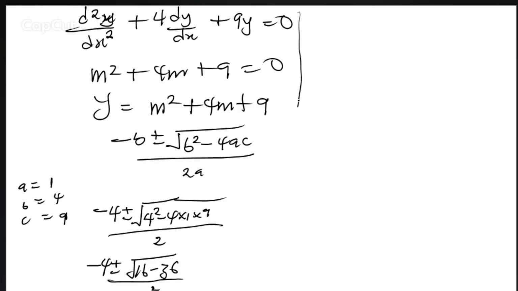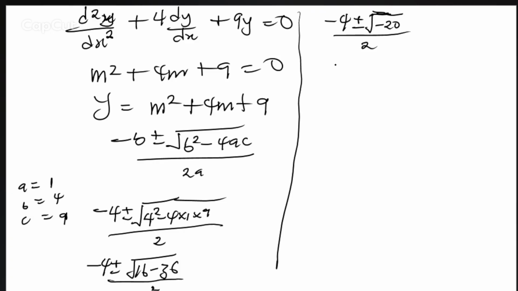So what you simply have there will be minus 4 plus or minus square root of minus 20, divided by 2. Remember you have minus 20, and what are you seeing here? Root. So what is this telling you? A complex number. Now how can we simplify this minus 20 here?